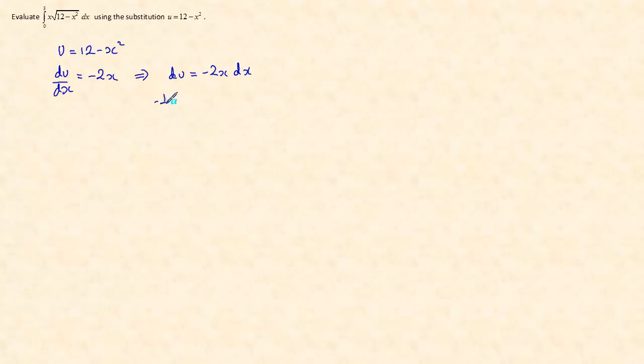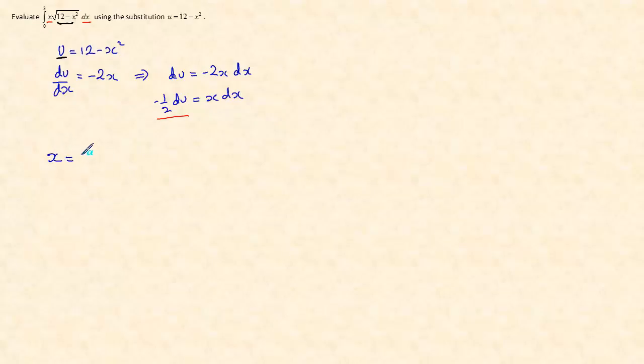So negative a half du is equal to x dx. So the x and the dx here can be replaced by negative a half du. Clearly, the 12 minus x squared can be replaced by u. So we just need to change the limits. At the moment there are x limits and now we want u limits.